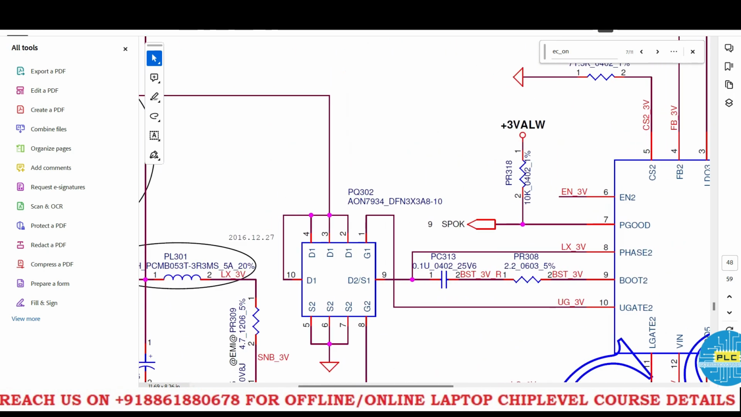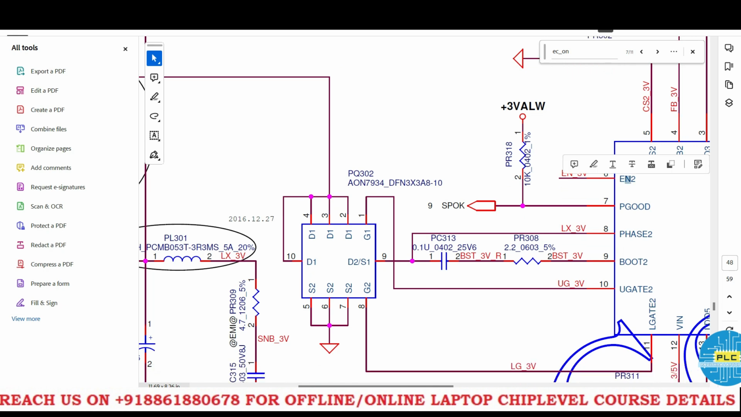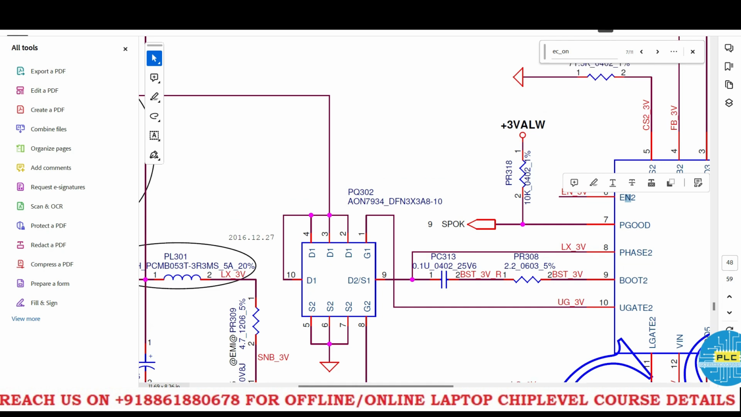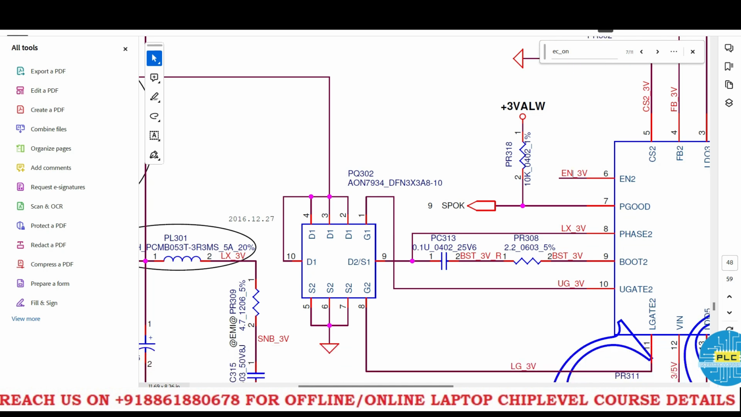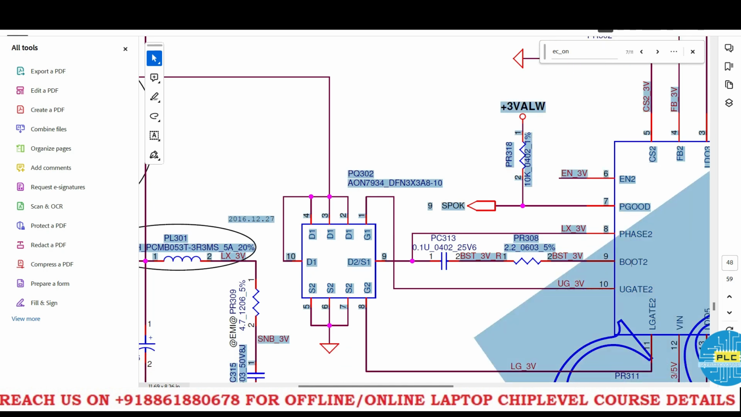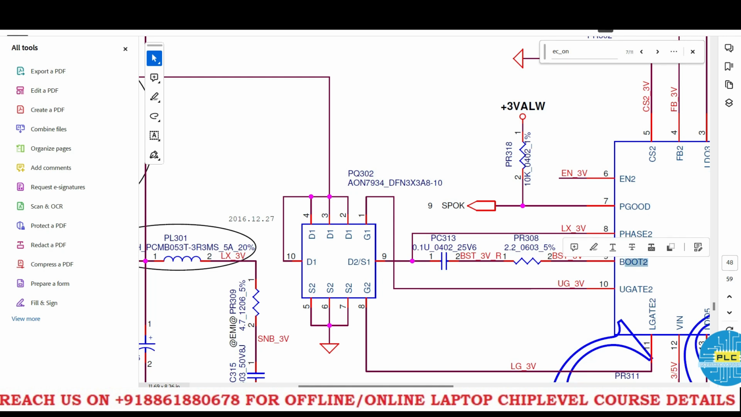Similarly, here enable 2 is combined. What is that? Boot 2, upper gate 2 and lower gate 2. Once enable 2 is generated, immediately boot 2 will be generated internally. This is the driver source to the input to upper and lower gate 2. Once supply is given to upper and lower, it will connect to the dual MOSFET.